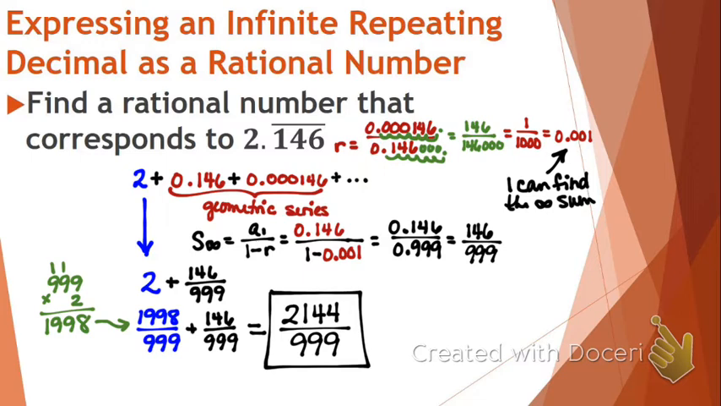Do you guys have any questions about how to do this part of it now? The process is pretty much the same. However many decimal places we have that are repeating, that's how many zeros we're going to get in our denominator for our r value. And then we take it from there. So far, so good? That finishes up 10.3.